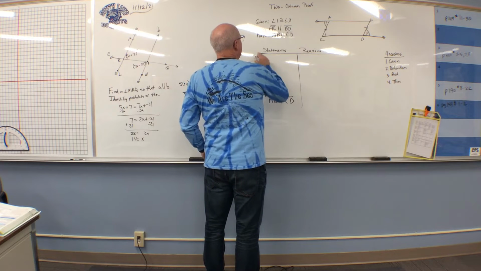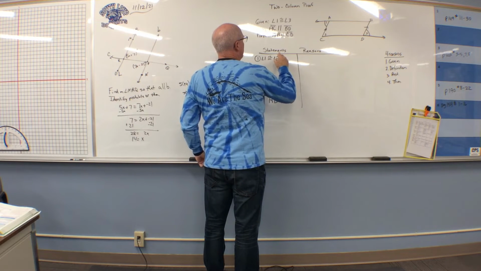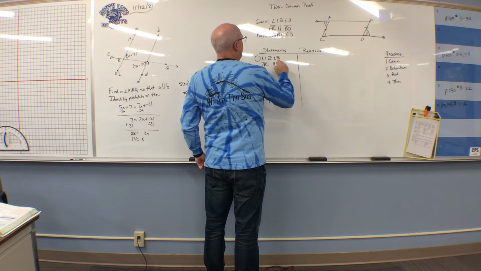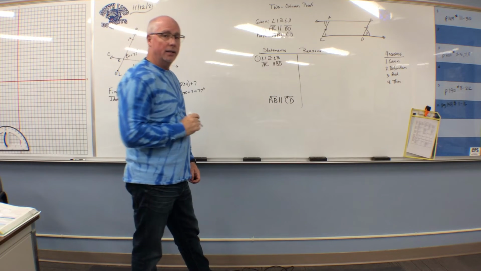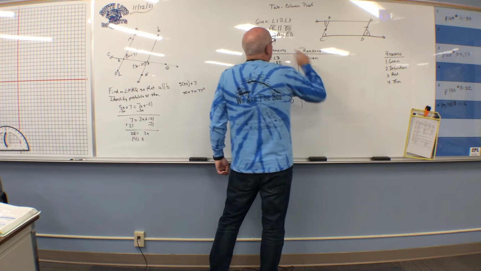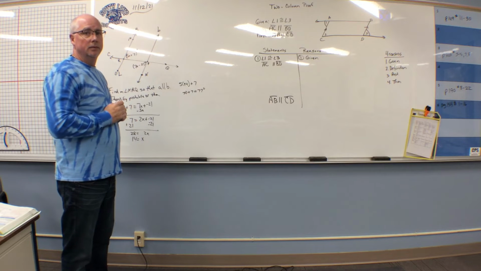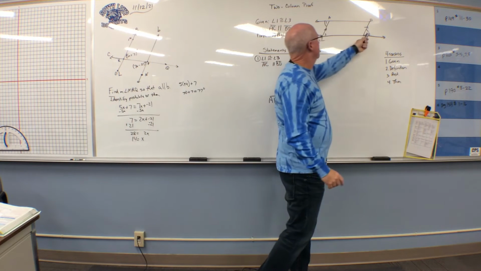The first statement is always your given. Angle 1 is congruent to angle 3, and line segment AC is parallel to line segment BD, and this is given. How do I know it's given? The author told me. You got it. Josh, we good? Yep. Okay, so this is congruent to this, all right?